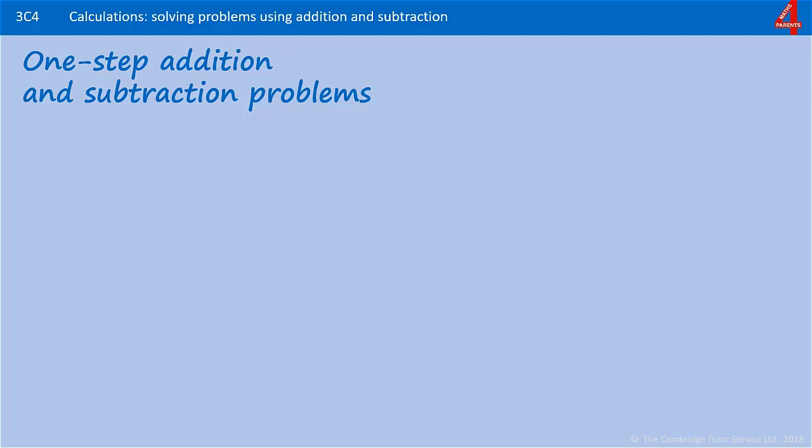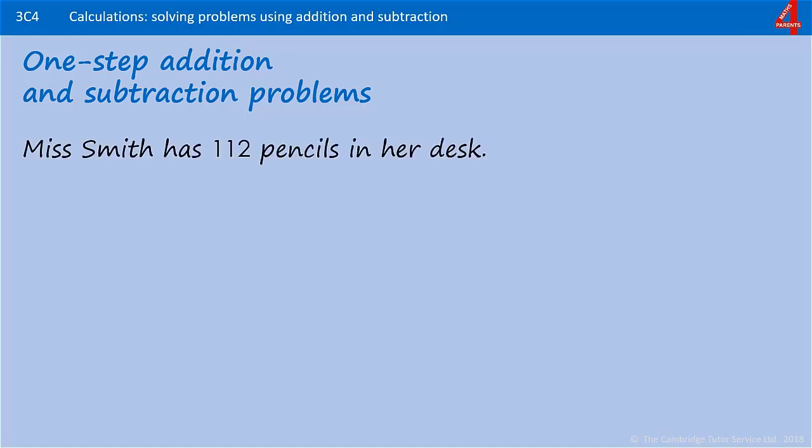Here are a few extra addition and subtraction word problems for you to solve. In these videos I'll be using the column methods to solve these, but you can use whichever method works better for you. First one. Miss Smith has 112 pencils in her desk.